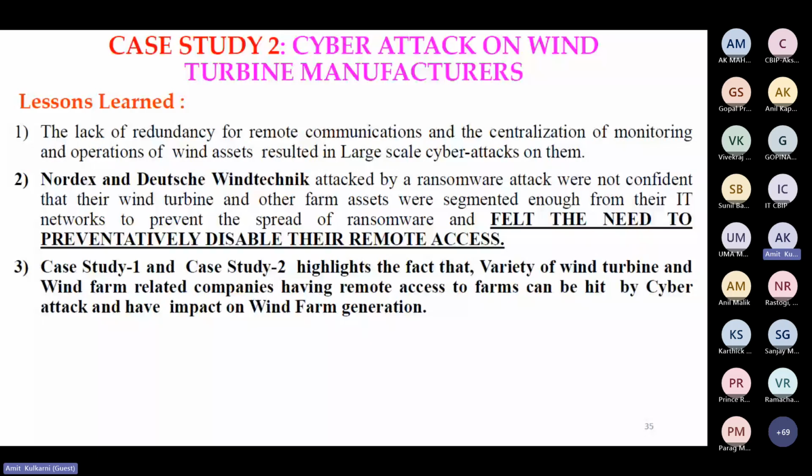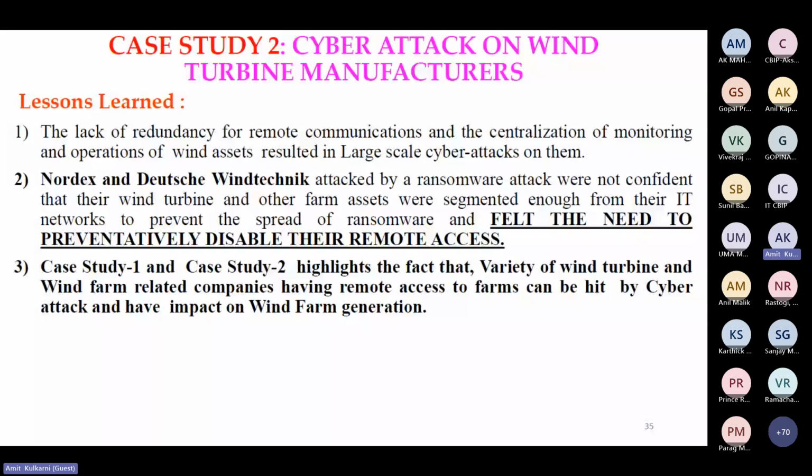But this cannot be the way or a solution to tackle such situations. So we need to see the plan B to handle this situation. In further discussion of mine, I'm going to give focus on that as to how this can be done. So I'm not going to discuss this at this point. So with these two case studies, we can see that a variety of wind turbine and wind farm related companies have been hit because of their remote access given, which helps cyber attackers impact wind farm generation.